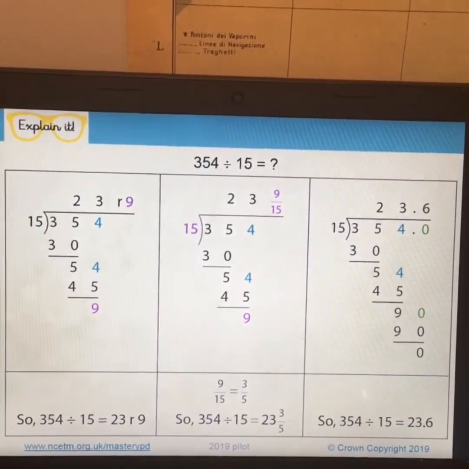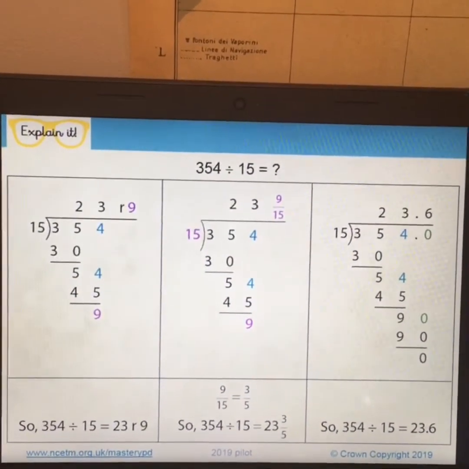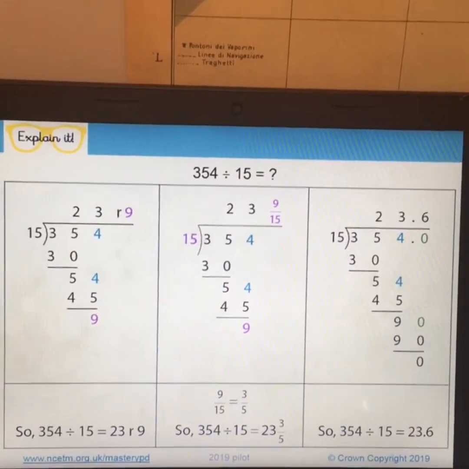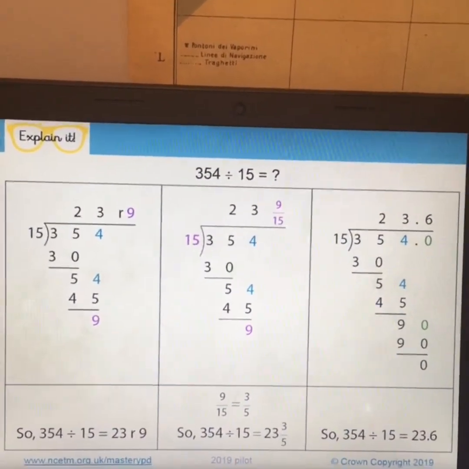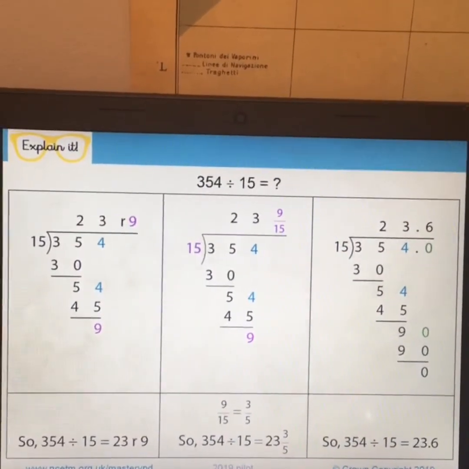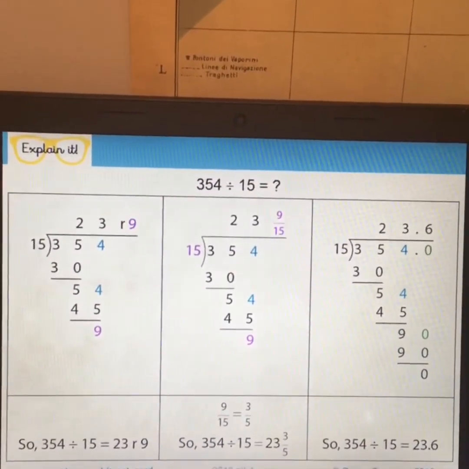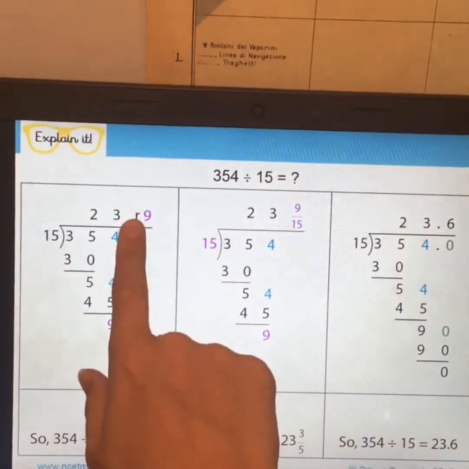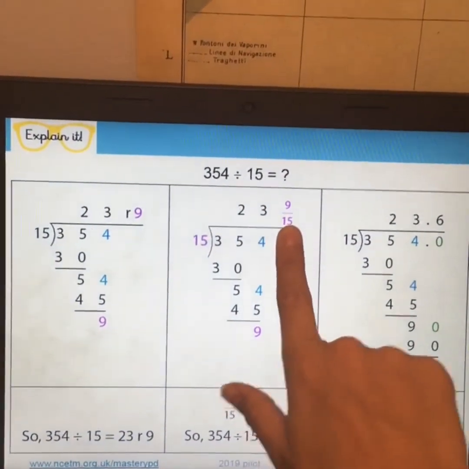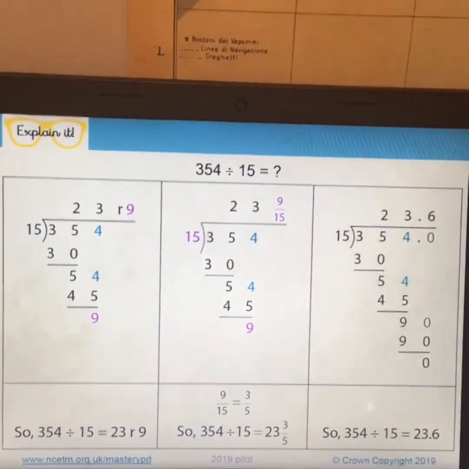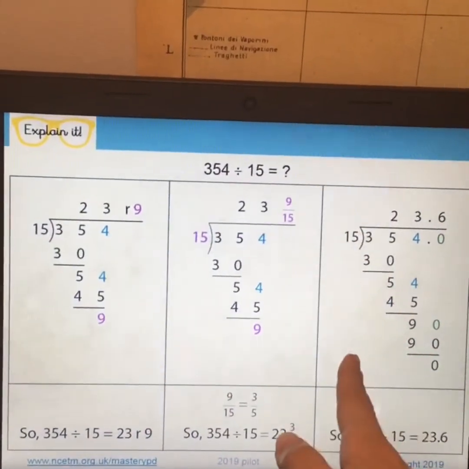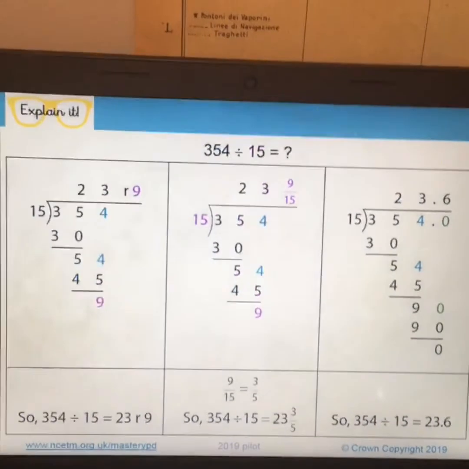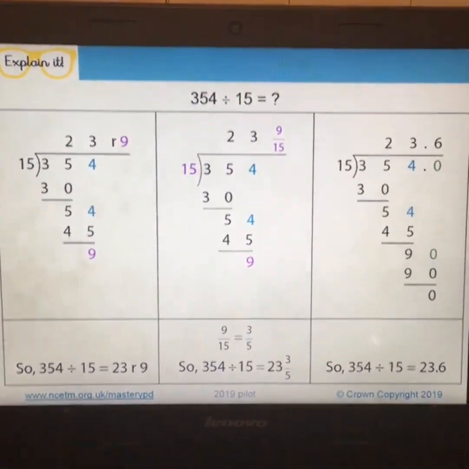354 divided by 15. Now, I don't want you to work anything out for this. I just want you to pause the video and see if you could explain, either in your head or out loud, what is happening in all of these separate situations. So here you've got it written as a remainder, here you've got it as a fraction, and here you've got it as a decimal. And I want you to try and explain how these are the same thing, they're the same sum, they're the same answer, but how have you got the different representations of that remainder? Off we go.